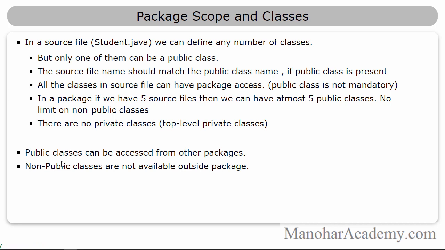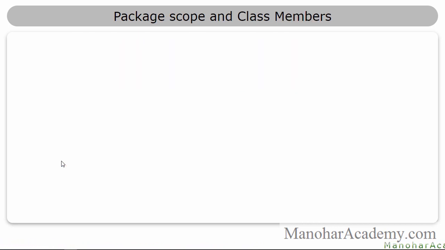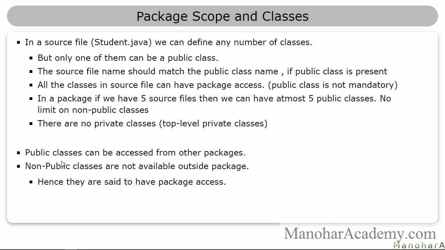So for a class, if before the class keyword you give public, then it is a public class. If you don't give public, then it is a non-public class. Because non-public classes are visible only inside the package, they are called package scoped, or they are said to have package access, package level access. Okay, now we are done talking about how the package scope affects the classes.